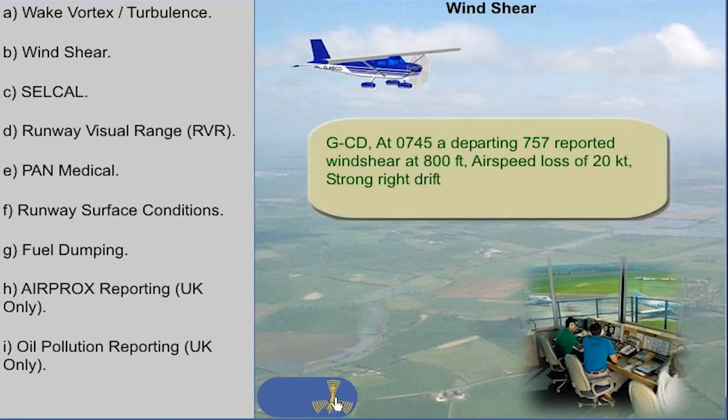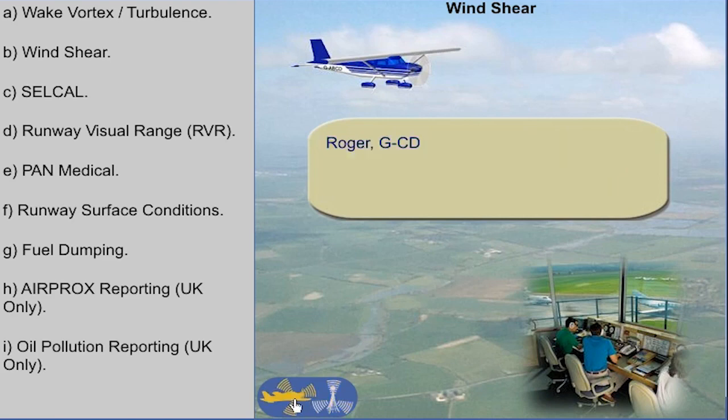Golf Charlie Delta at 0745, departing 757 reported wind shear at 800 feet. Airspeed lost 20 knots, strong right drift. Roger, Golf Charlie Delta.